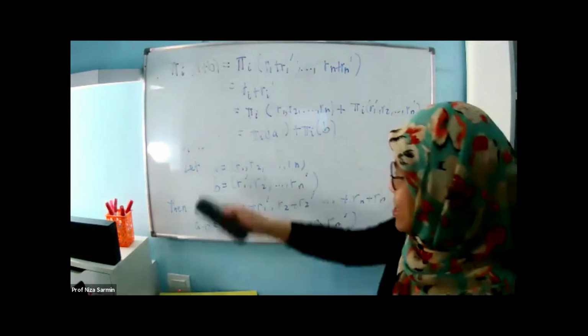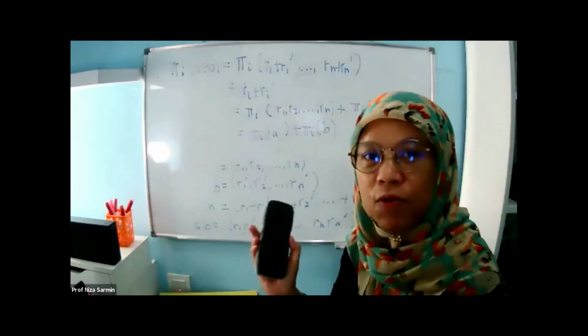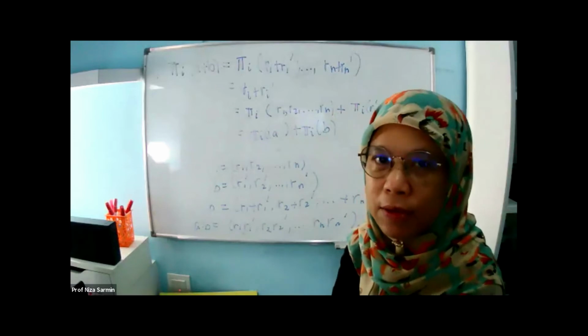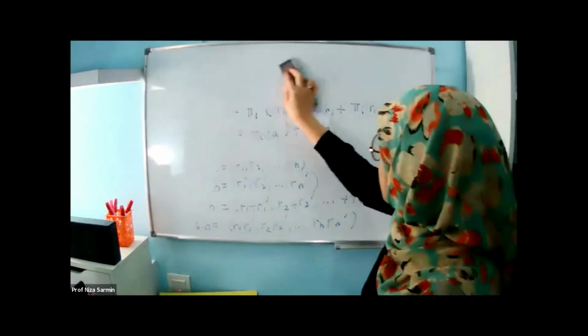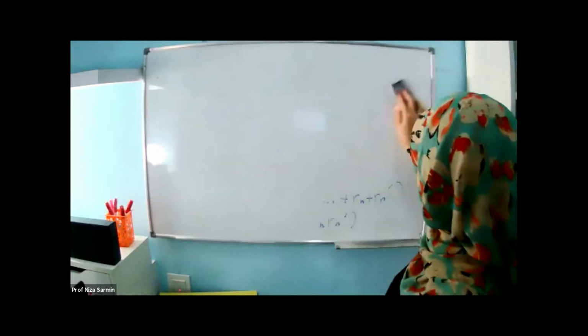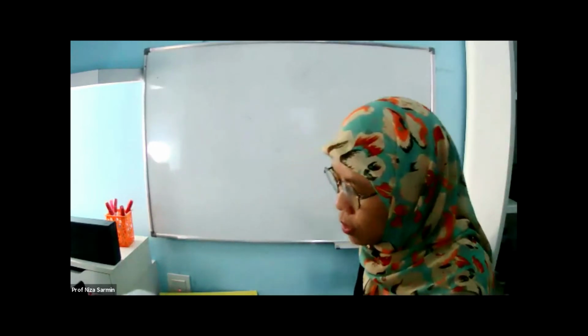Okay, I think it's straightforward. I can give you any example, but if you understand the definition of homomorphism, you can just apply it. You just follow through. I can give you any different kind of homomorphism. Okay. Now, properties.